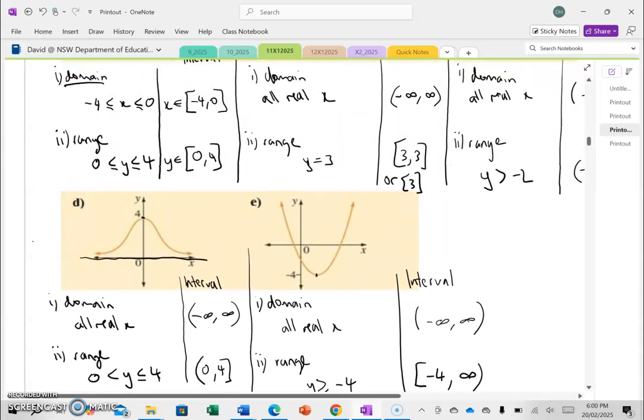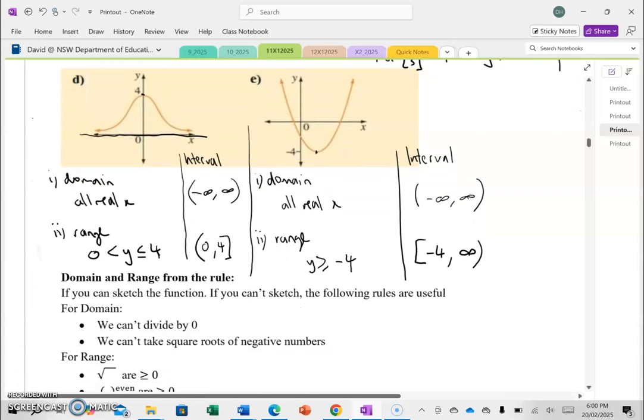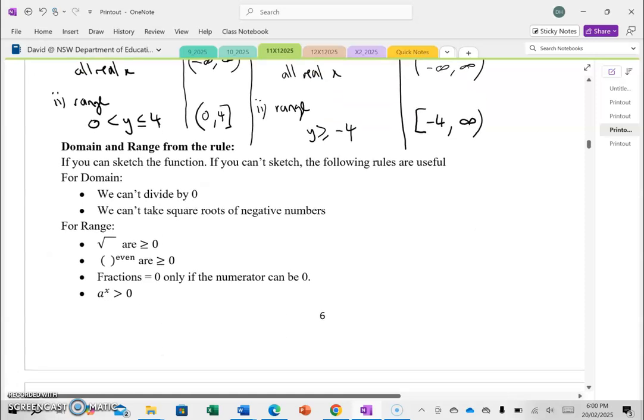Alright, so that's all well and good when the function is drawn. When the function is given to you as an image, it's very easy to work out domain and range. What happens if you can't sketch? So firstly, if you can sketch, sketch. If you can't sketch, there are a couple of rules that can help you when you're finding domain and range, particularly domain. Range is very tricky without the sketch.